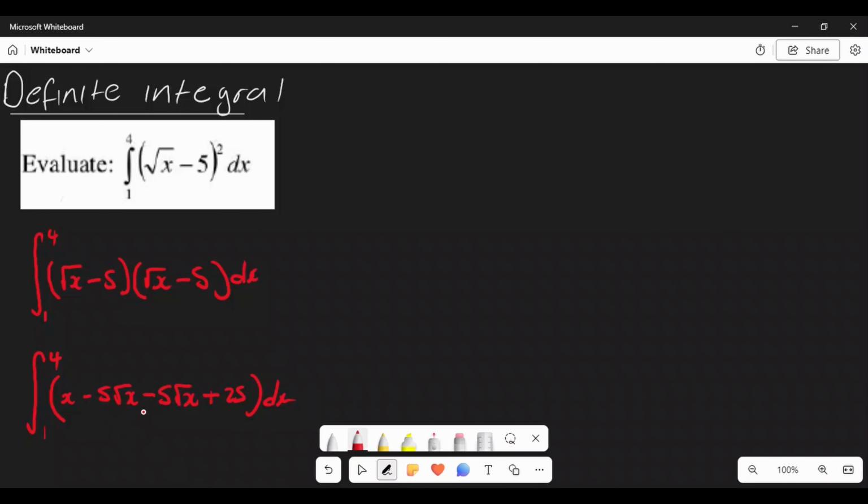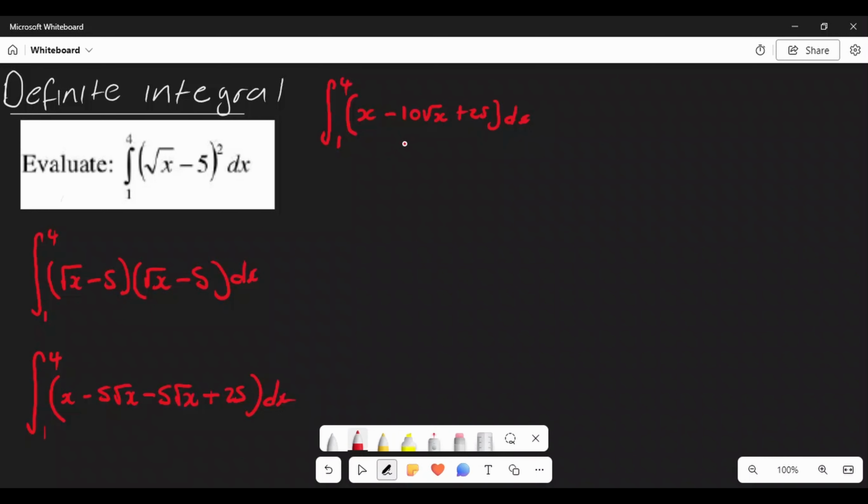Now when you look at this, we will have the like terms. This negative 5 root x and negative 5 root x, they are like terms, so they will need to add each other. So since we are simplifying, we keep on writing the sigma with the upper limit and the lower limit there. So x is going to be x, and then negative 5 root x minus 5 root x, they're going to give us negative 10 root x, right, plus 25 dx.